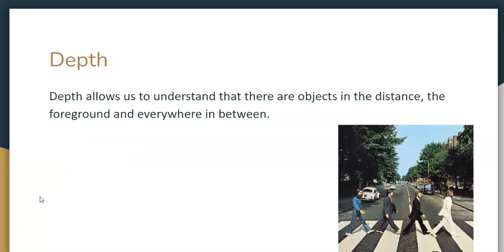Now, depth is something we're going to talk a lot about in this particular topic, and depth allows us to understand that there are objects in the distance, there's objects in the foreground, so close to us, and there's objects in between. And that helps us understand how far something is away from us. And we're going to use this image here, a very famous image from the Beatles' Abbey Road album, to help us understand depth and give you a few examples.